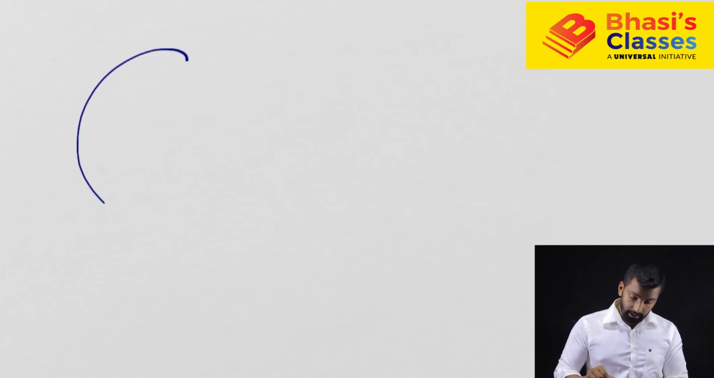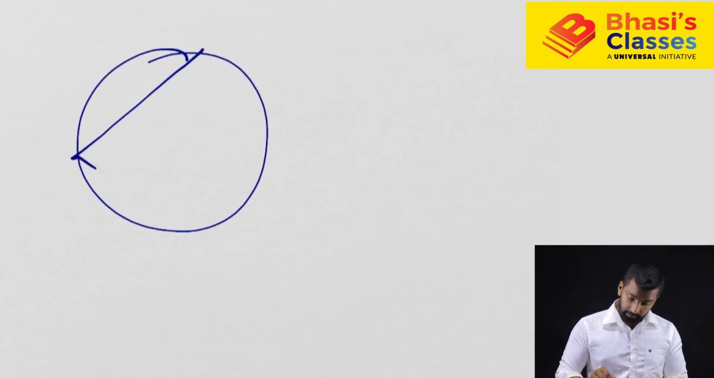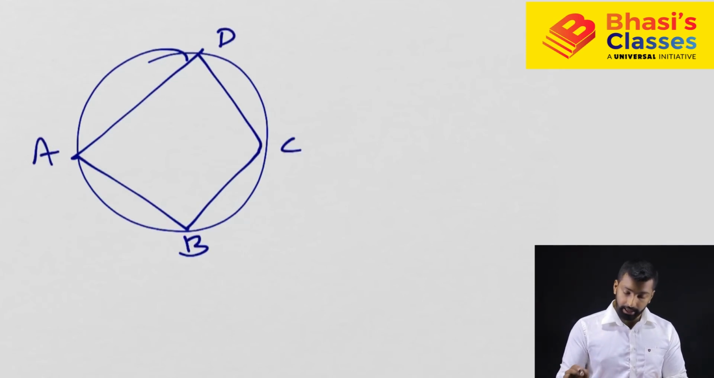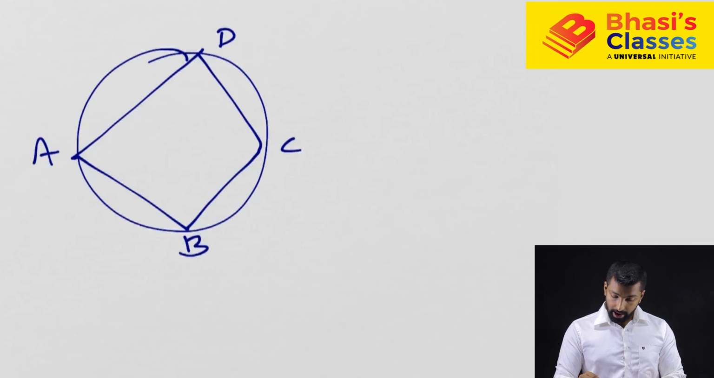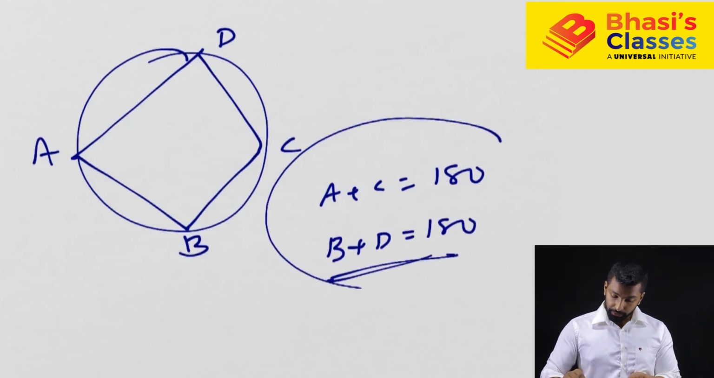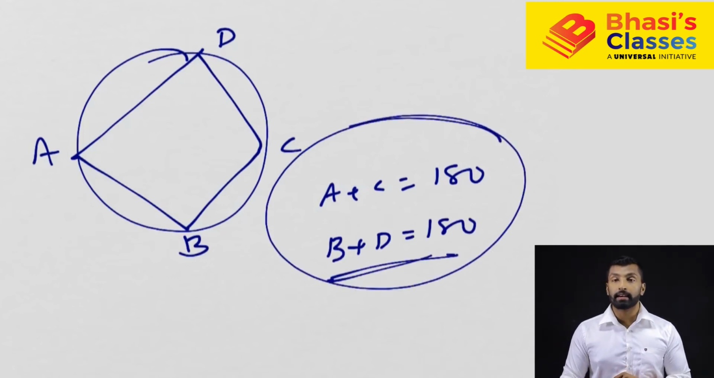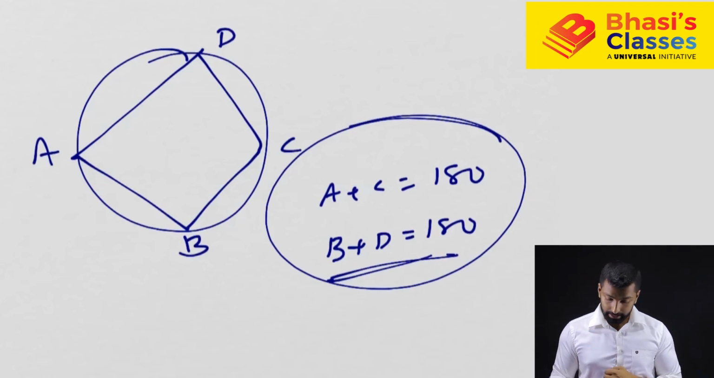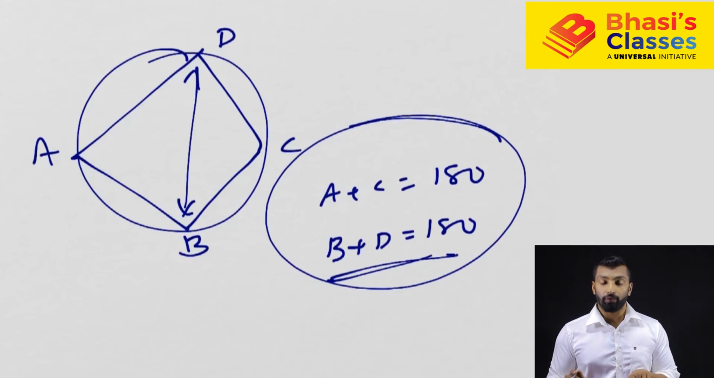Now another is a cyclic quadrilateral, like A, B, C, D. See, A plus C is equal to 180 degrees, B plus D is equal to 180 degrees. The sum of either pair of opposite angles in a cyclic quadrilateral will be 180 degrees. That is a property, right? So the sum of the opposite angles will be 180 degrees.